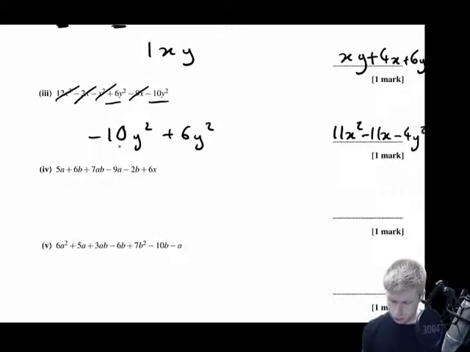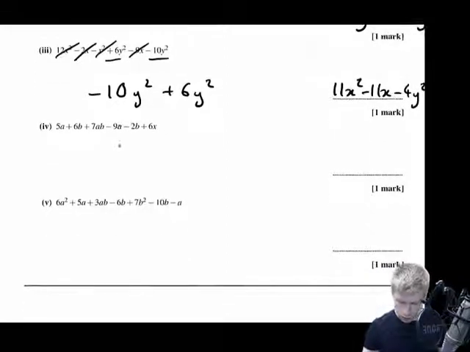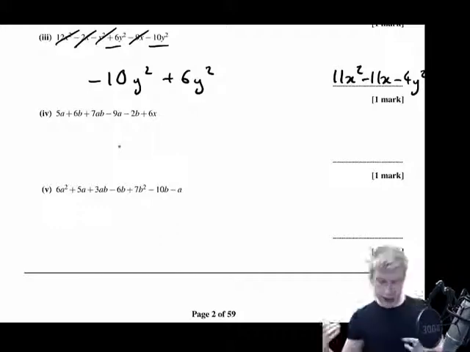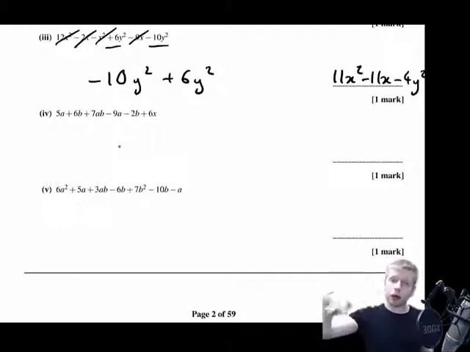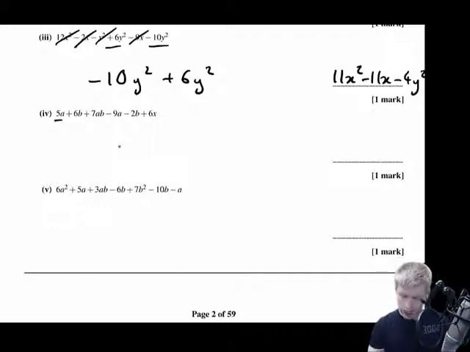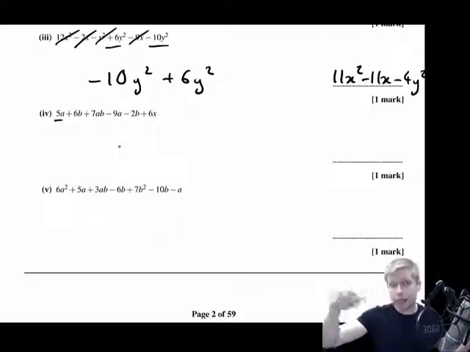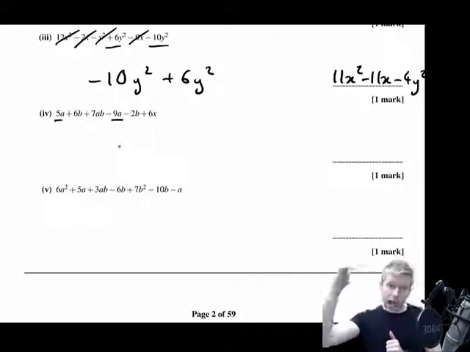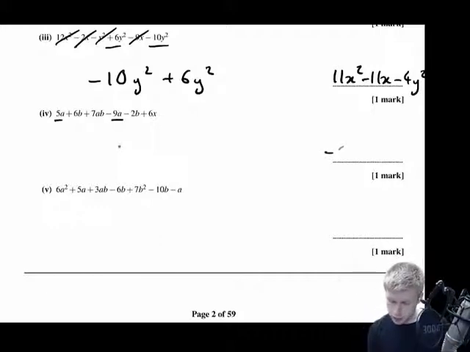Okay. Let's have a look at my next one then. So I have 5a plus 6b plus 7ab minus 9a minus 2b plus 6x. Let's first of all find all the terms which have got an a in. So that's got my a term. 7ab has got an a in, but I want a term with just an a in. So that's no good to me. Oh, I've got another one there, a 9a. So 5a, take away 9a, that leaves me with negative 4a.